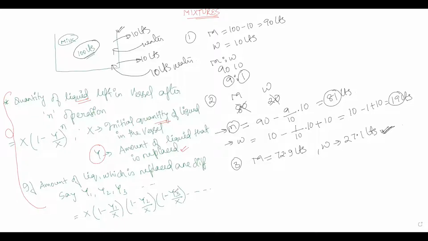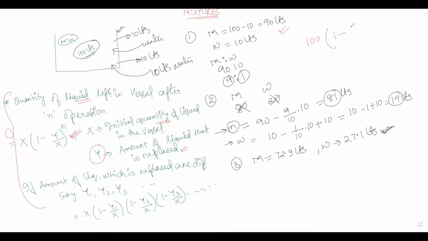In that case, the quantity of liquid left in the vessel would be simply x into (1 minus y1/x) times (1 minus y2/x) times (1 minus y3/x) and so on. So we can use this formula and check whether we are getting the same values or not. If I apply this formula to this particular problem, the value of x would be 100 and the value of y is 10, since we are replacing the same quantity every time.